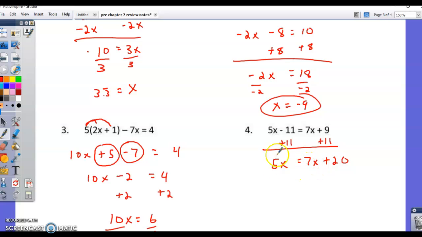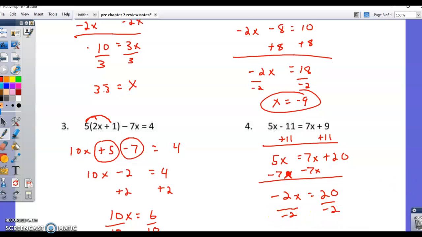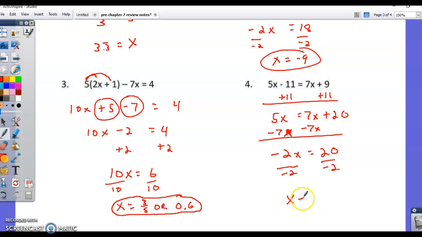And now I have an x term here, an x term here, constant here. So let's get rid of this x term for the same side of the constant. 5 minus 7 is going to give us negative 2x. Then we divide by negative 2. And that gives us x equals 20 divided by negative 2 is negative 10.